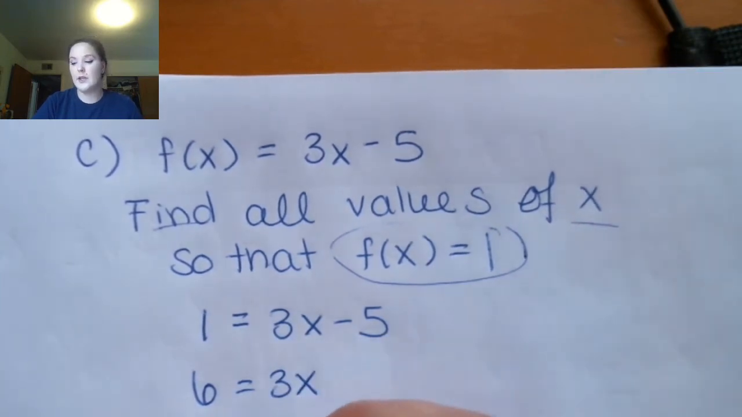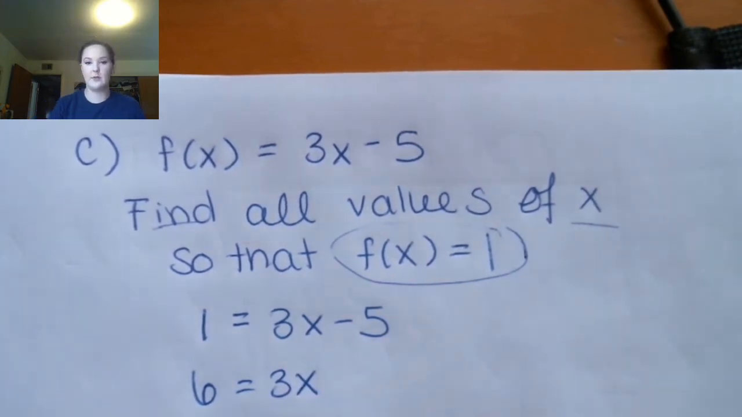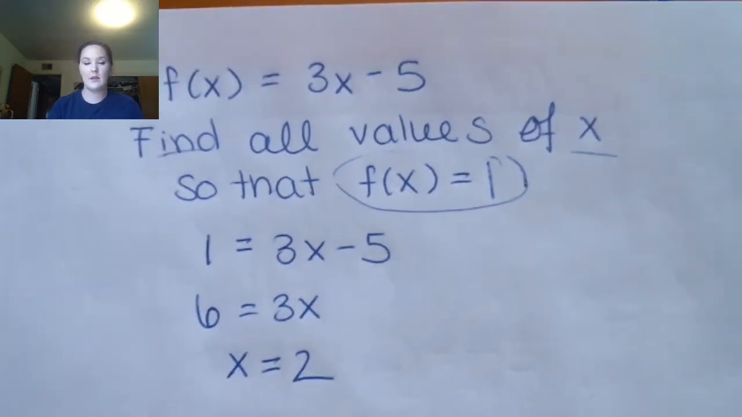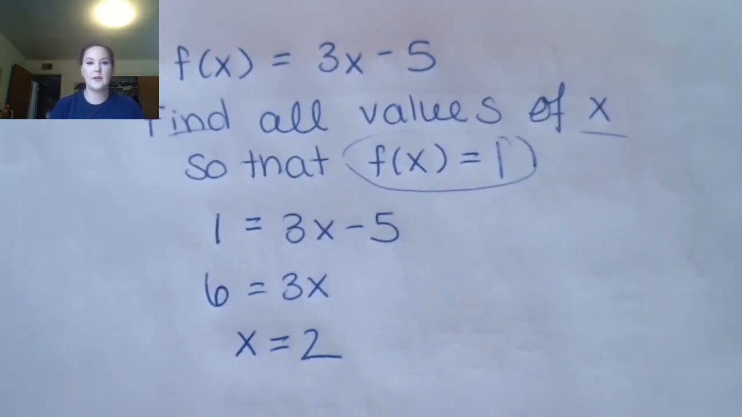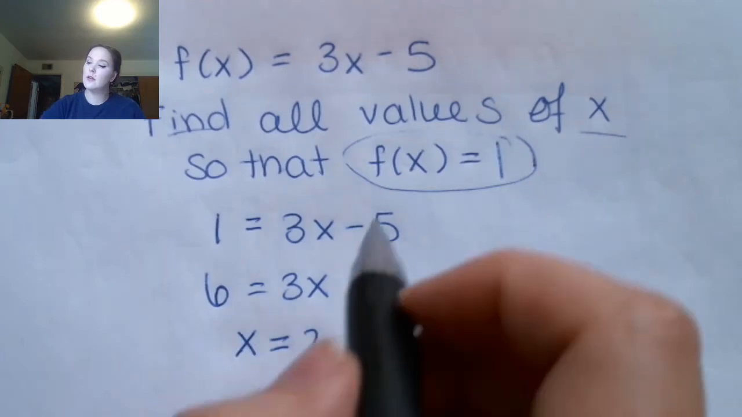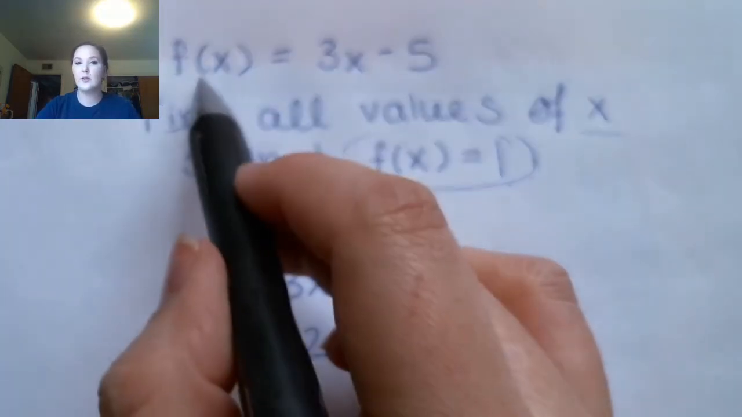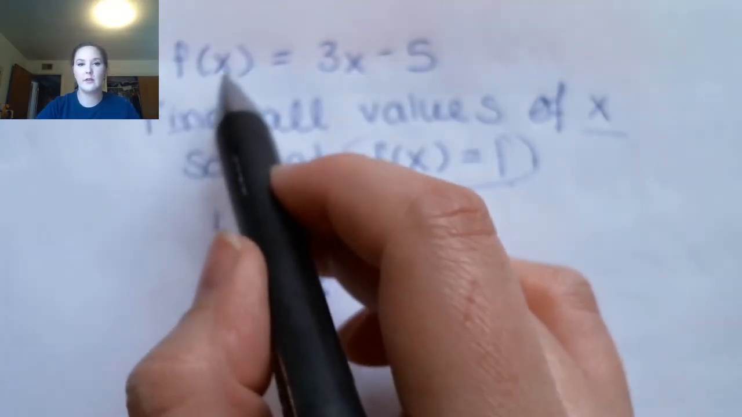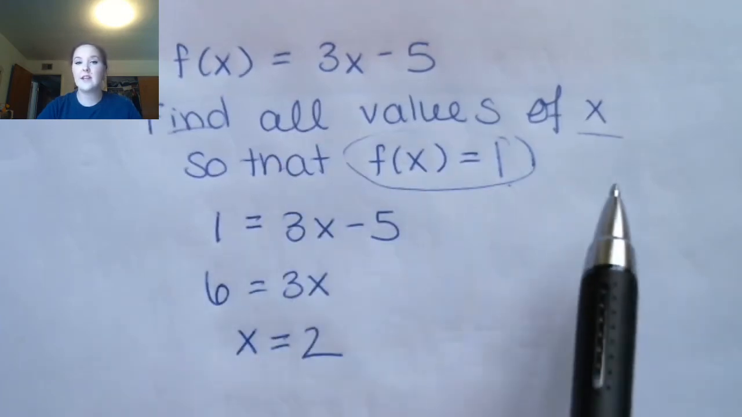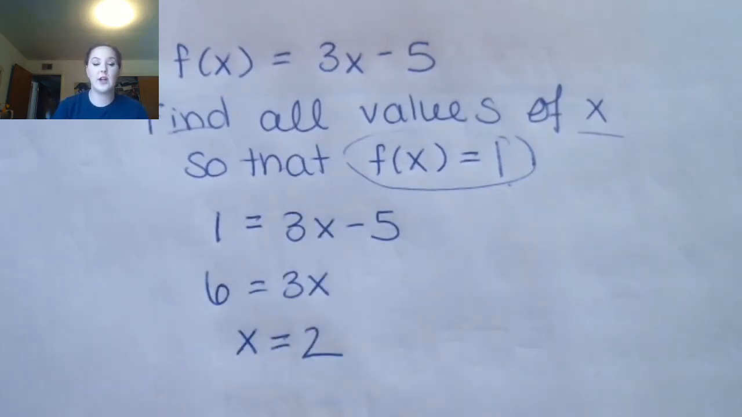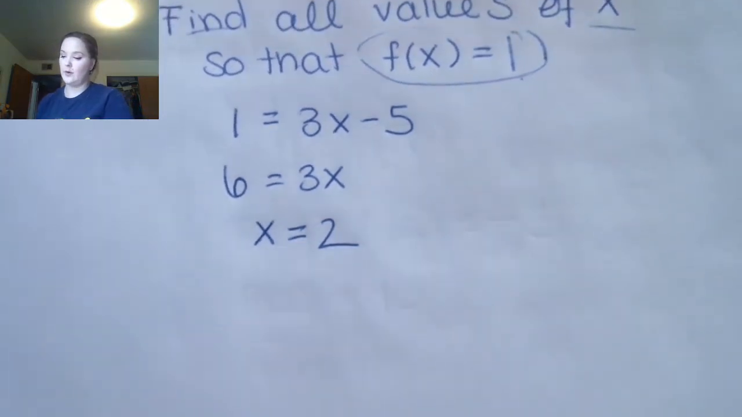And my answer would be x equals 2. So remember, f of x equals 1 is telling you to plug in 1 here. And then find x is telling you that your answer should have the format x equals a number. Okay, let's do one more of those.